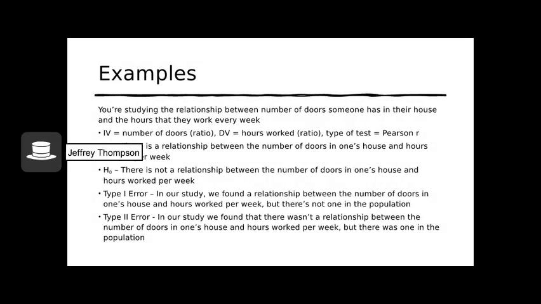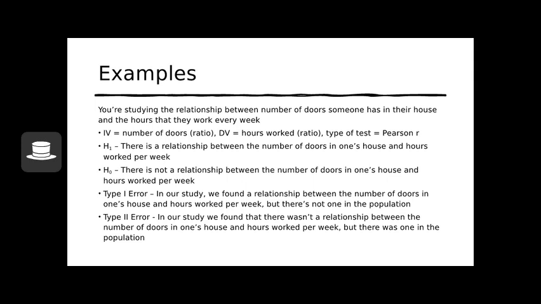So here's another one, right? This one is just a Pearson R. So we have two different ratio variables. Our independent variable is number of doors that are in your house. Dependent variable is the hours that you work every week. That means ratio, Pearson R. Research hypothesis that there is a relationship. Null hypothesis, there is not a relationship.